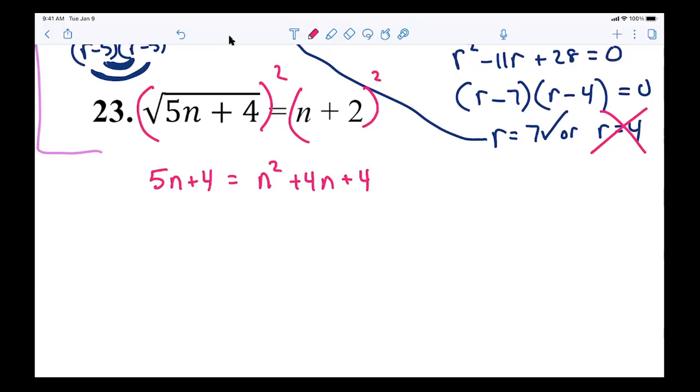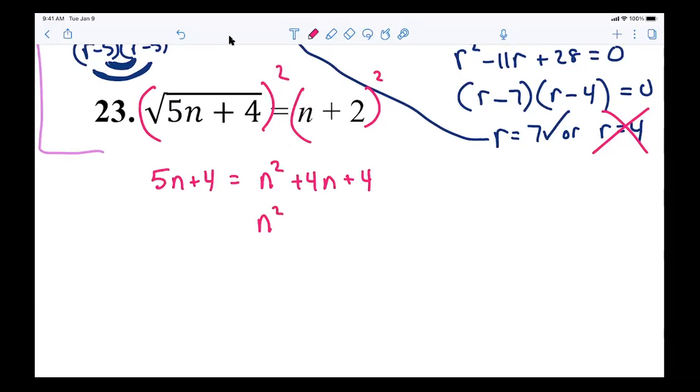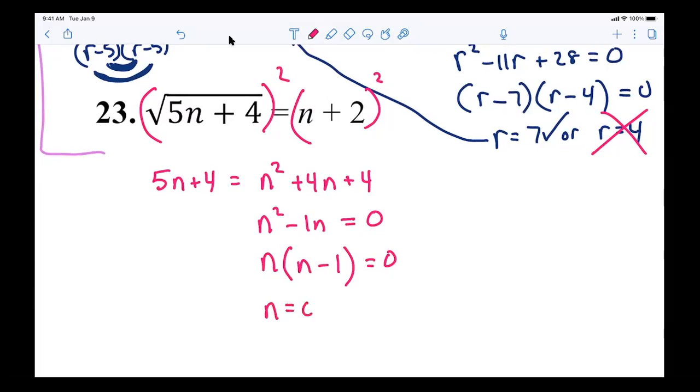Now we want to set it equal to 0, correct? So subtract 5n. Subtract 4. So now I just have n squared minus n equals 0, which is a good review because there's a GCF here. I can pull out an n, parentheses, n minus 1. I factored out an n. Now set them equal to 0. So n is equal to either 0 or n is equal to 1.